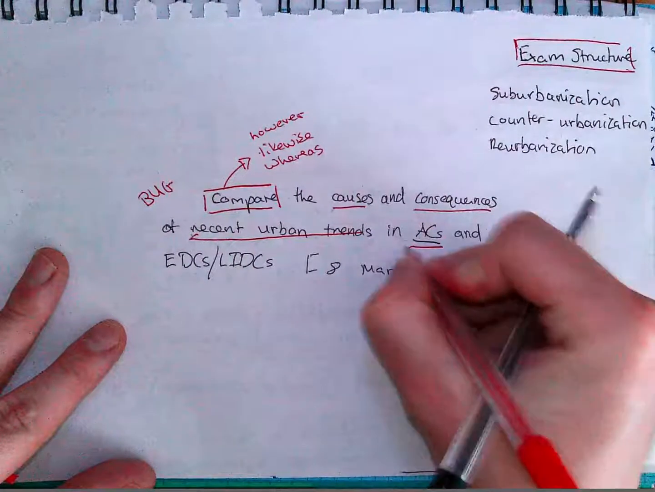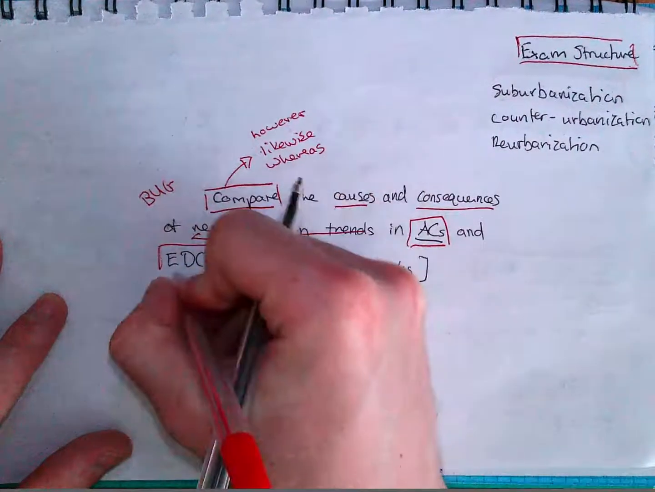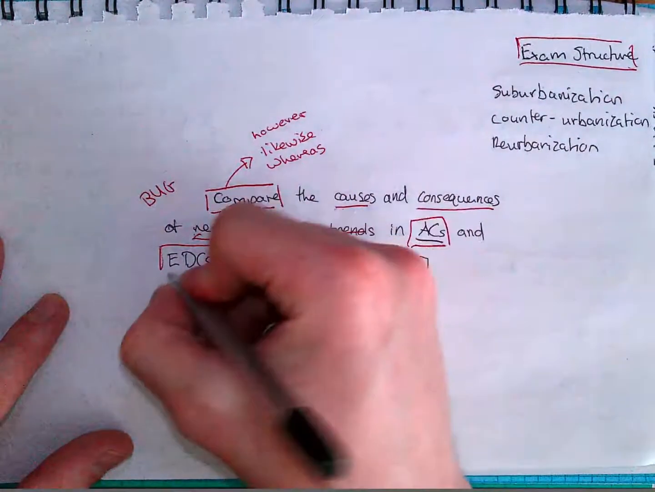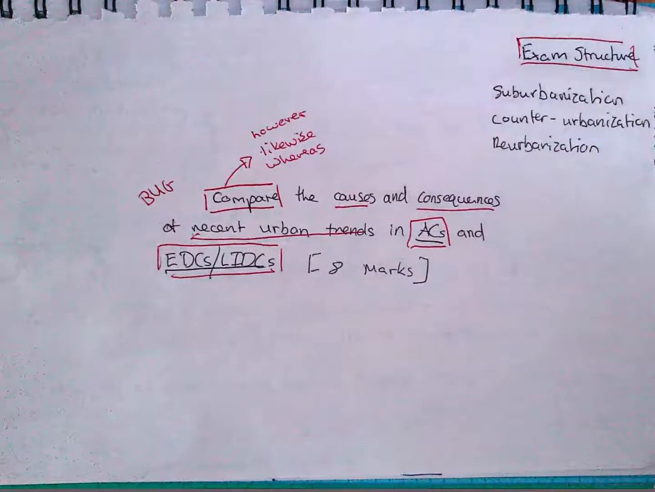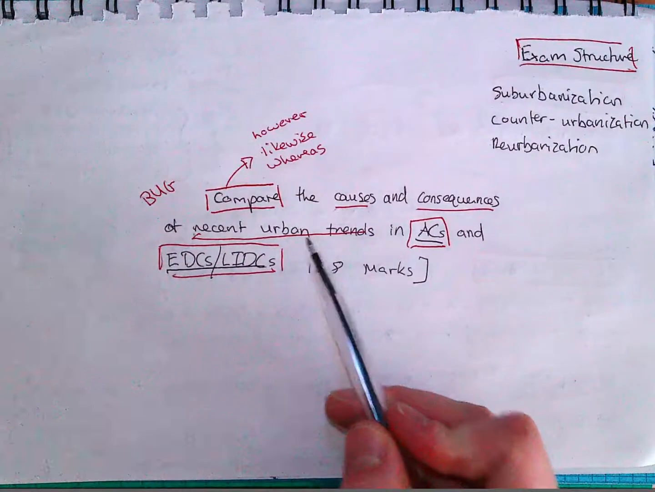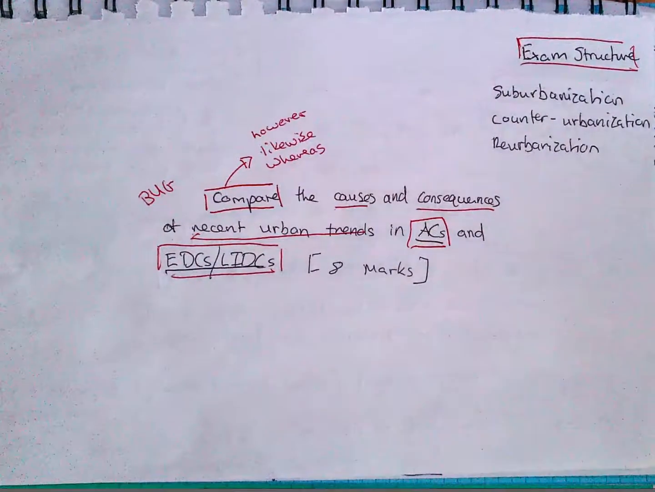ACs, very, very important that we know what they are, advanced countries, and then EDCs and LIDCs. Again, if you don't know what the difference is between the two of them, and especially in relation to urban areas and urban trends, you really do need to go and watch that content video. Now, straight into it, right?